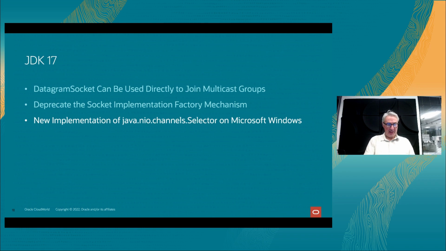We also provided in JDK 17 a new implementation of selectors for Microsoft Windows. This implementation is based on the WePoll library, which sits on top of the Ancillary Function Driver in WinSock. This is a big improvement on the existing selector mechanism for Windows, which was based on the old select system call.